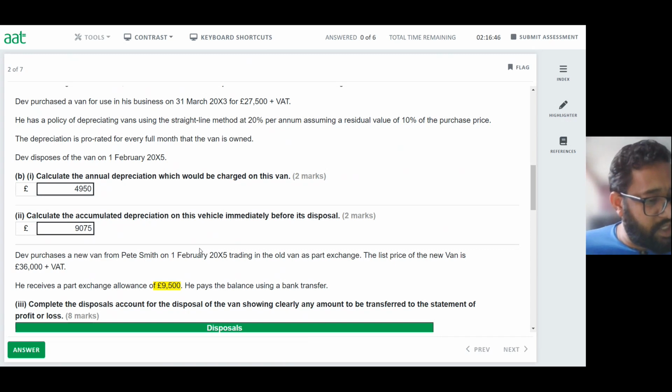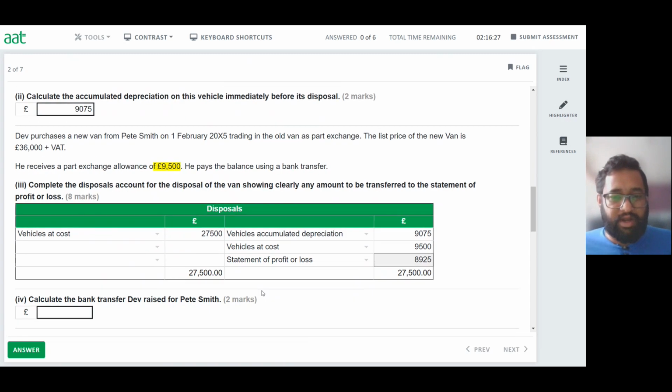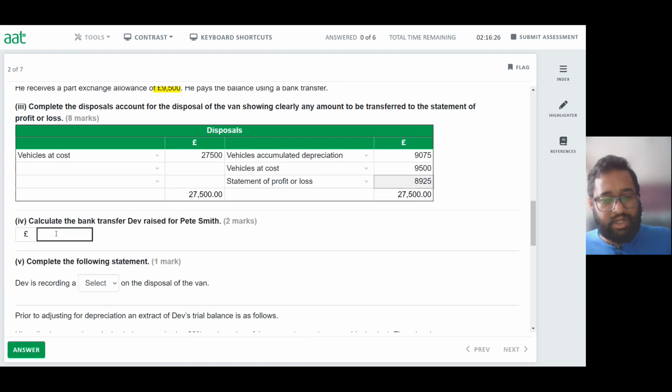So 36,000 plus the VAT amount, multiplied by 1.2, which is 43,200 pounds, minus the 9,500 pounds. I'm getting 33,700. You may ask me how I'm getting it.